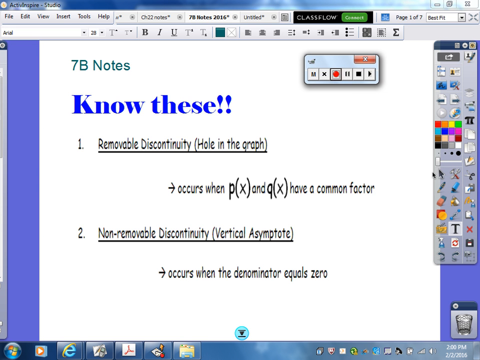All right, this is 7B notes. We're going to be graphing rational functions. All right, the following guidelines you need to memorize. Let's read through them first, and then I'll show you an application of each of these.